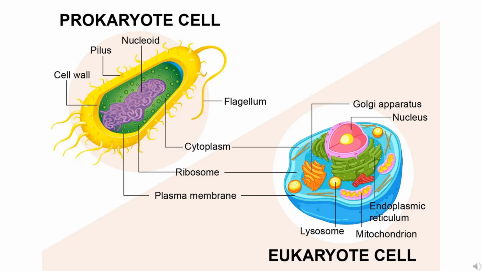Both types rely on a selective plasma membrane to control what enters and exits. Both are filled with a gel-like cytoplasm that holds everything together. Both utilize ribosomes to manufacture vital proteins. And crucially, both use DNA as their genetic blueprint. But how they organize these identical tools creates the ultimate divide in biology.